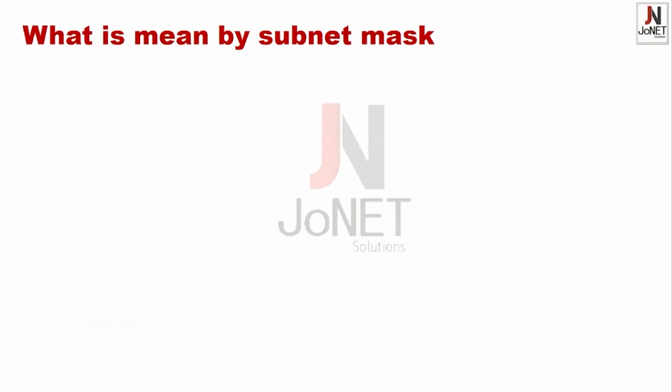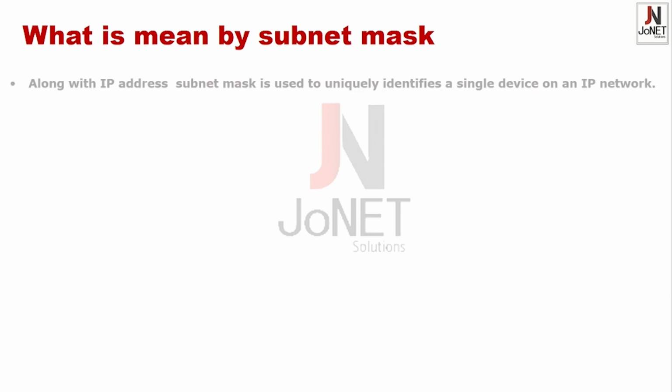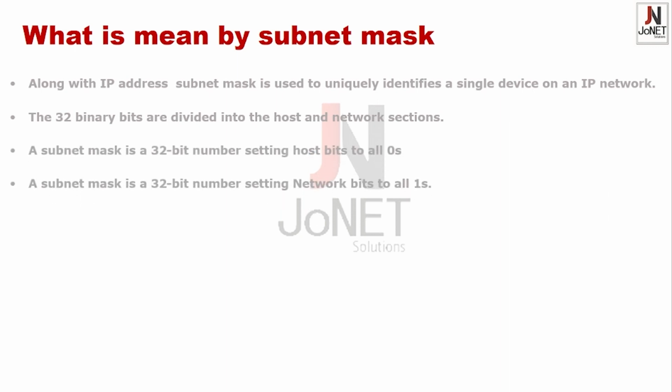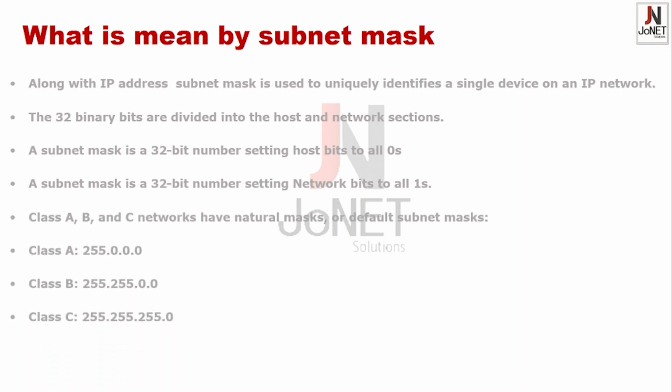So what do you mean by subnet mask? Along with the IP address, the subnet mask is used to uniquely identify a single device on the IP network. IP version 4 is 32-bit. Like that, our subnet mask is also 32-bit binary, divided into host bits and network bits. The subnet mask bits that are all zeros represent your host bits. The subnet mask bits that are all ones represent your network address.